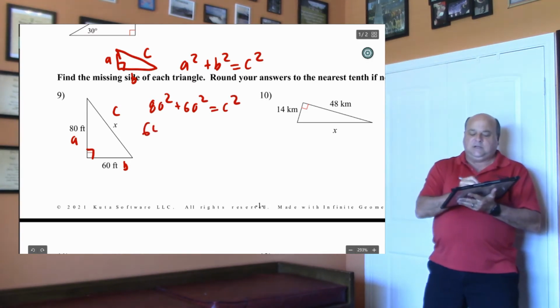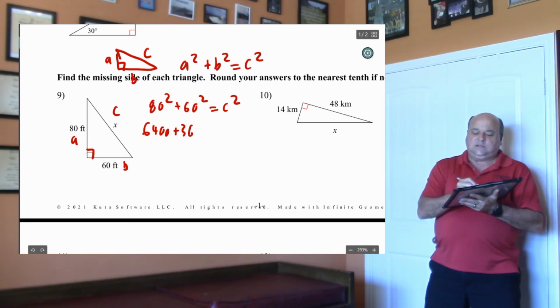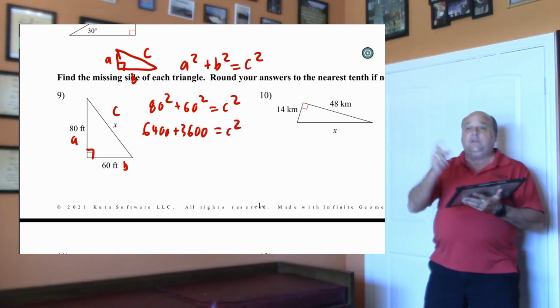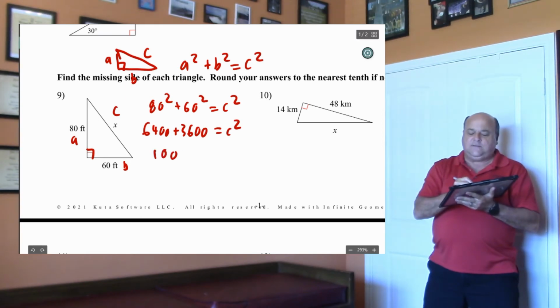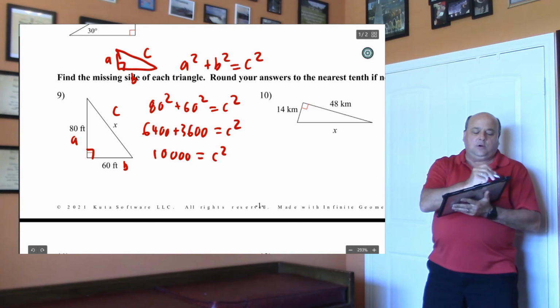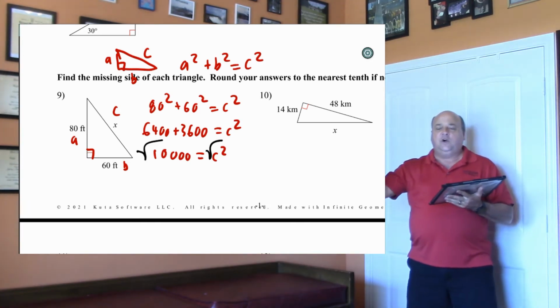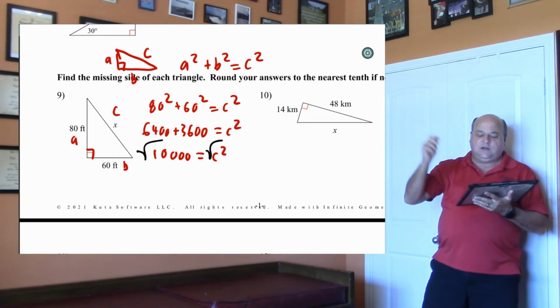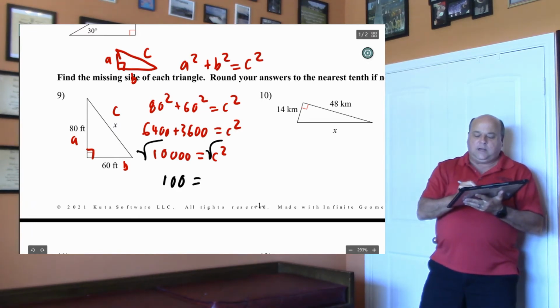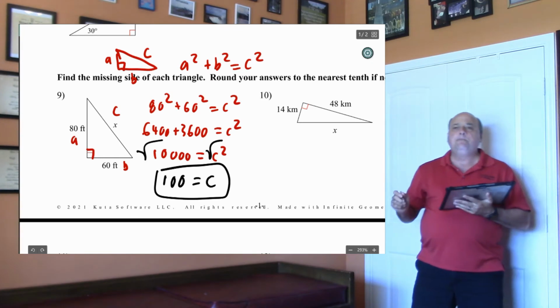So I'm going to get 6,400 plus 3,600 equals C squared. Add them up. You're either going to add or subtract them. I'm going to get 10,000 equals C squared. Then when you get to here, remember, you're going to have to square root both sides. You'll need a calculator for this. The first problems all work out to be even numbers. So 100 would equal C on this, okay?